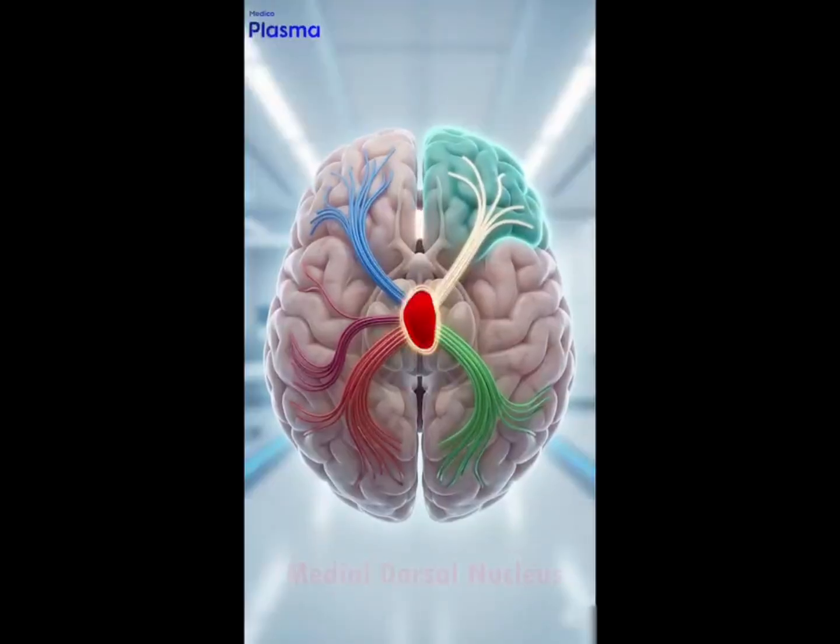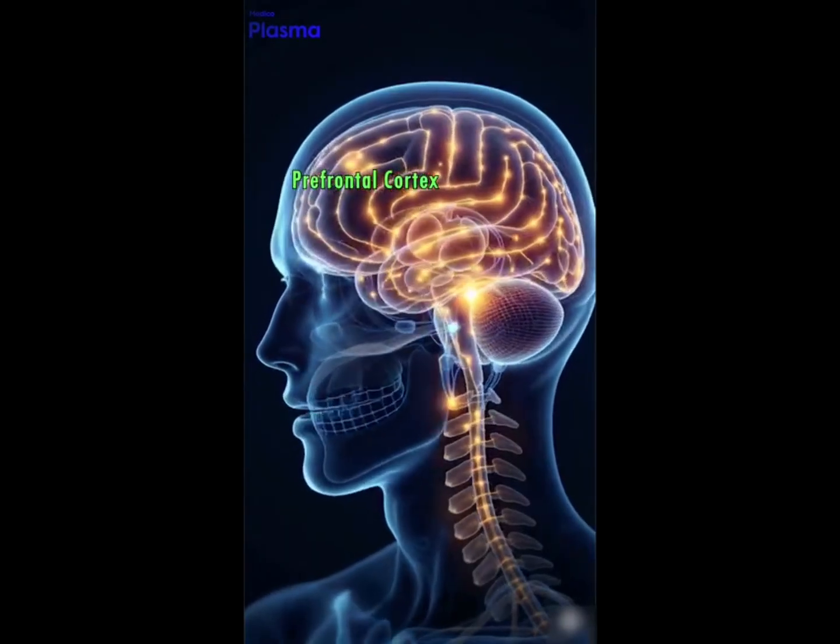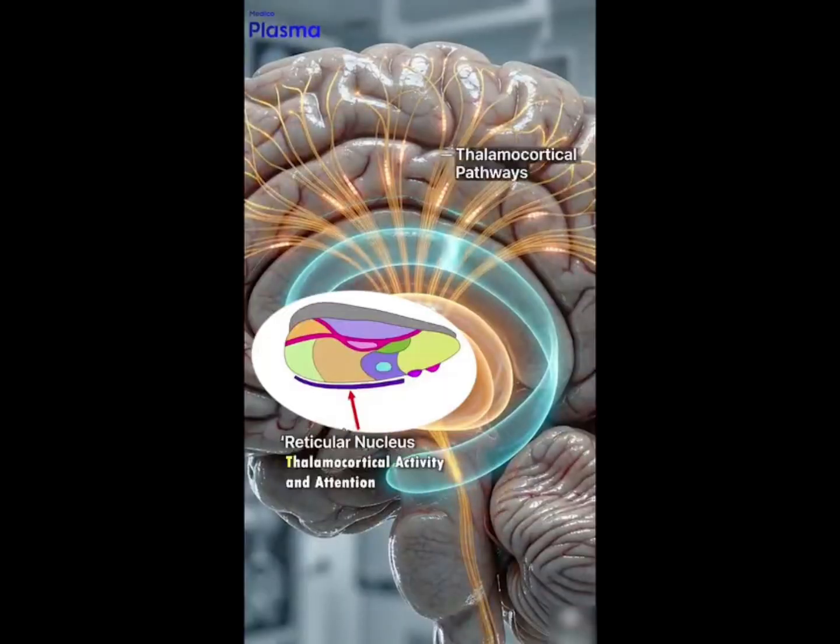The medial dorsal nucleus integrates emotional, cognitive, and behavioral information with the prefrontal cortex. The reticular nucleus regulates thalamocortical activity and attention.